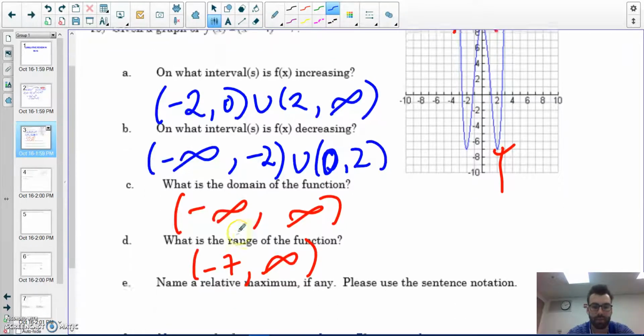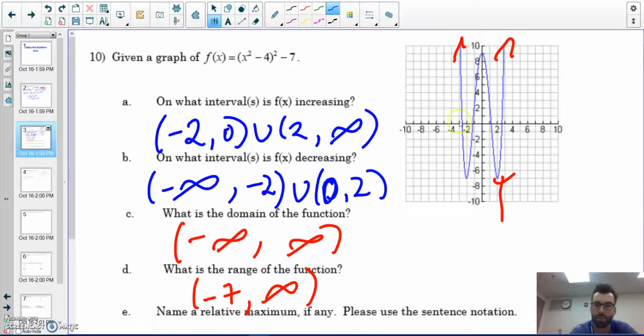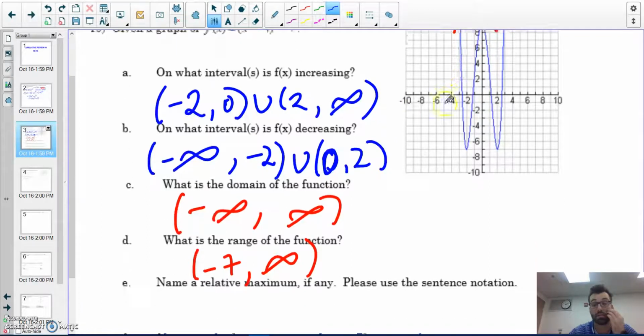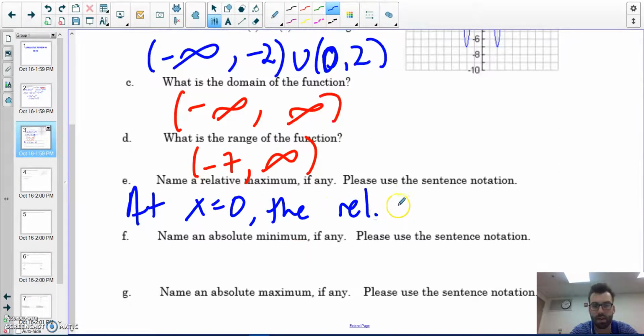All right. Next, name a relative maximum, if there is any, please use sentence notation. Well, these 2 points would be minimums here. So a relative max. Remember, relative max is the maximum of all the points around it. So I'm going to look up here. That is 0, 9. All right, so we want to use sentence notation. At x equals 0, the relative max is 9, our y value.